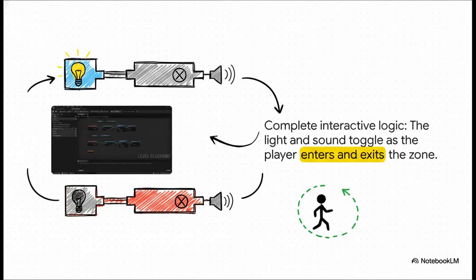And here's the whole shebang. You can see our 2 separate chains of logic. At the top, we've got the Begin Overlap event that turns the light on and plays the sound, and right below it, the End Overlap event that does the exact opposite. It's a perfect little interactive loop.